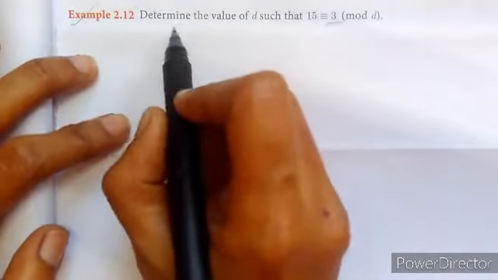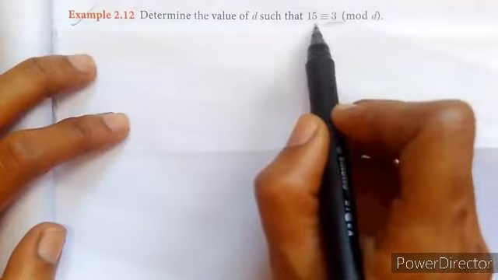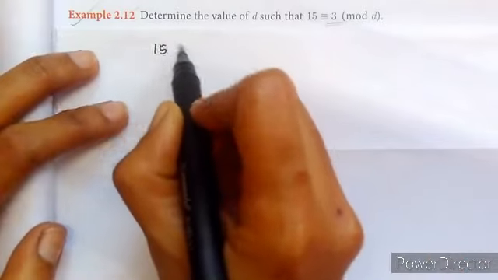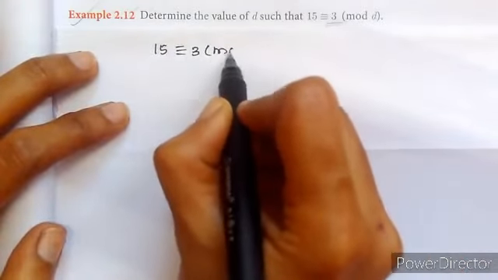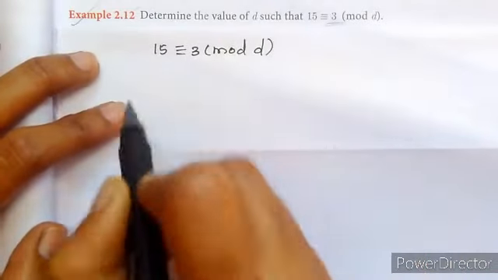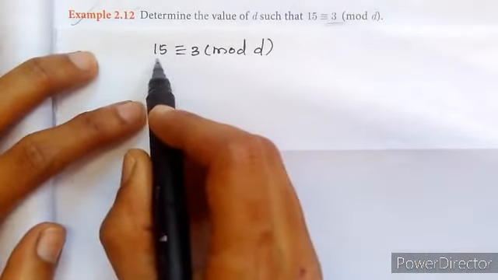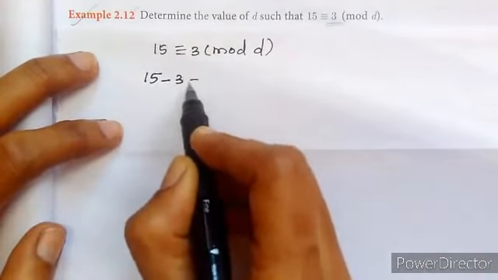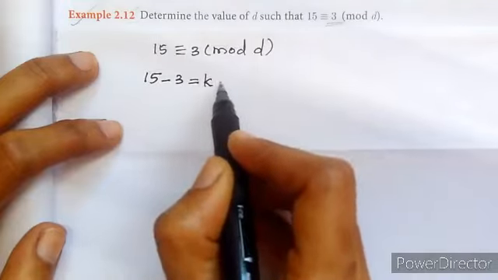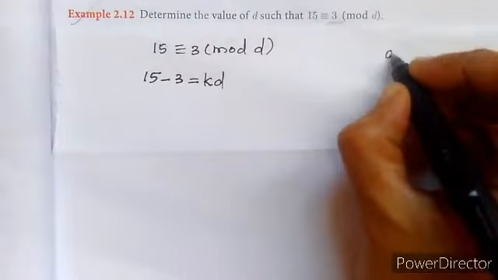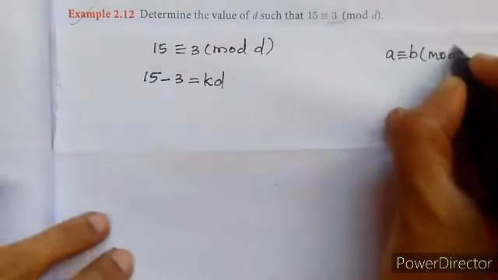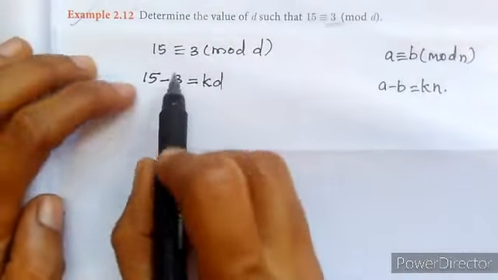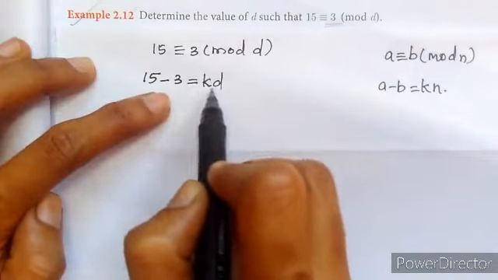Example 2.12. Determine the value of d such that 15 congruent to 3 mod d. It is given 15 congruent to 3 mod d. We have to find the value of d. We know that if this is written like this, we can write 15 minus 3 equal to some k into d. Isn't it? If a congruent to b mod n, we can write a minus b equal to some k into n. Likewise, here also we can write 15 minus 3 equal to some k into d.